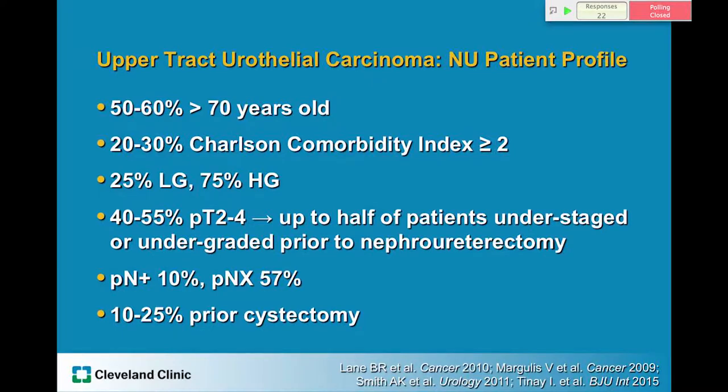So the typical nephroureterectomy patient profile: these are older patients, about 50 to 60% will be over the age of 70. They're sicker patients with 20 to 30% having Charlson comorbidity indices greater or equal to 2. Three-quarters will have high-grade disease. And up to half of the patients will be understaged or undergraded prior to nephroureterectomy. Although the lymph node positivity rate in these series is often about 10%, it is probably underestimated because more than half the patients do not undergo a lymph node dissection in these series. And about 10 to 25% of patients will have had prior cystectomy.